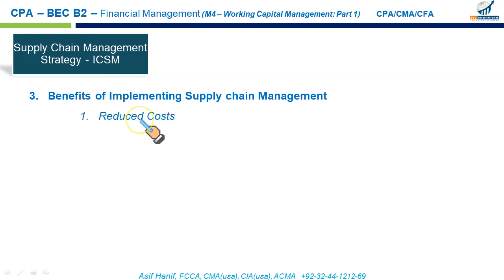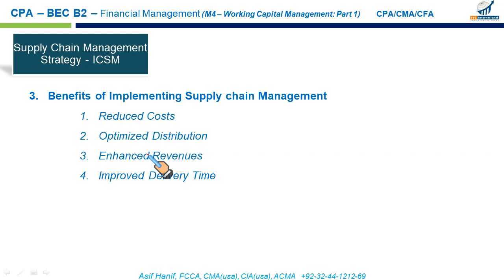It will reduce our cost because we will plan ahead. We don't have to go for rush orders because we produce in anticipation of demand, and our demand forecasting is quite accurate, and we are able to deliver the goods on time, not going for the rush order. So the cost of production would be reduced, inventory management cost would be reduced. There will be optimized distribution. The goods will be delivered where they are needed, when they are needed. Enhanced revenue. Yes, since you are able to meet the needs of your customers, you will get customer loyalty and they will buy from you again and again. And finally, improved delivery time means you will deliver the goods when and where it is needed.